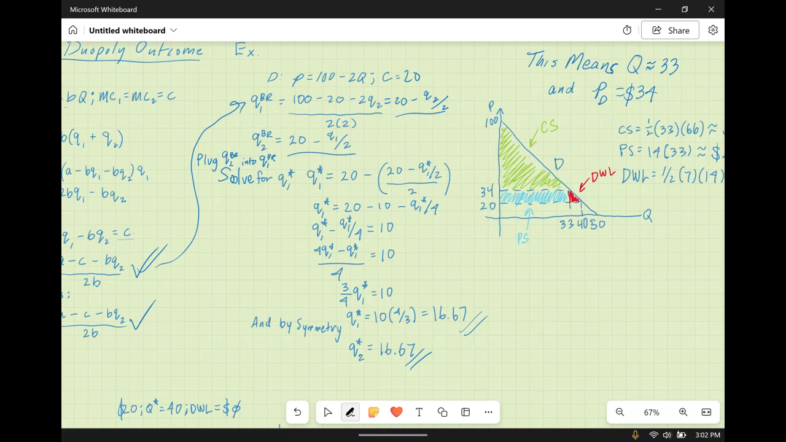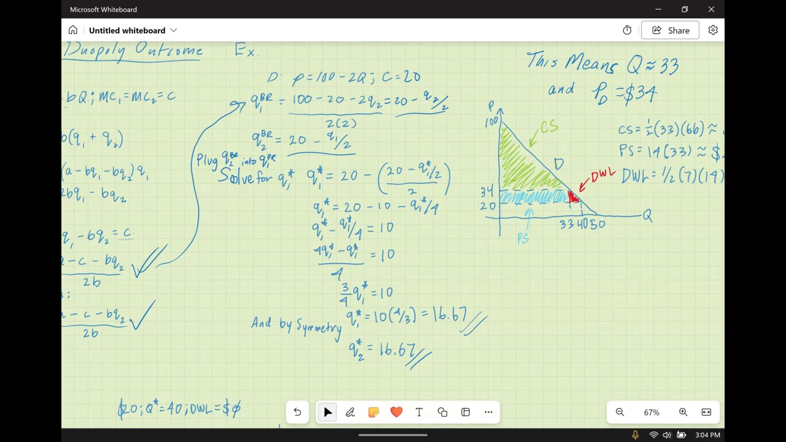We did a little bit of math, and again, we got the simple 20 minus Q2 over 2 and 20 minus Q1 over 2. And then to solve for the optimal values of Q1 and Q2, we plugged the best response functions into each other and solved for the variable in question. So to solve for the optimal choice for firm one, we just plug firm two's best response function into firm one's best response function, specifically for Q2. We get 16.67 for the two firms.